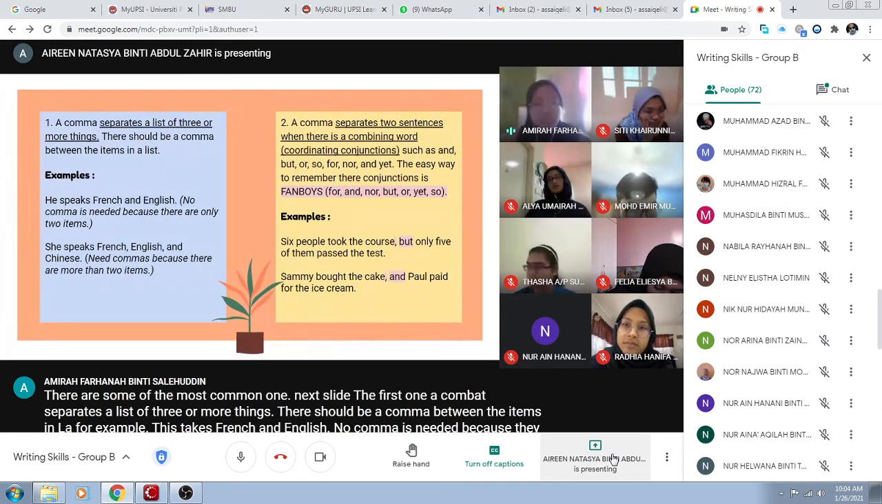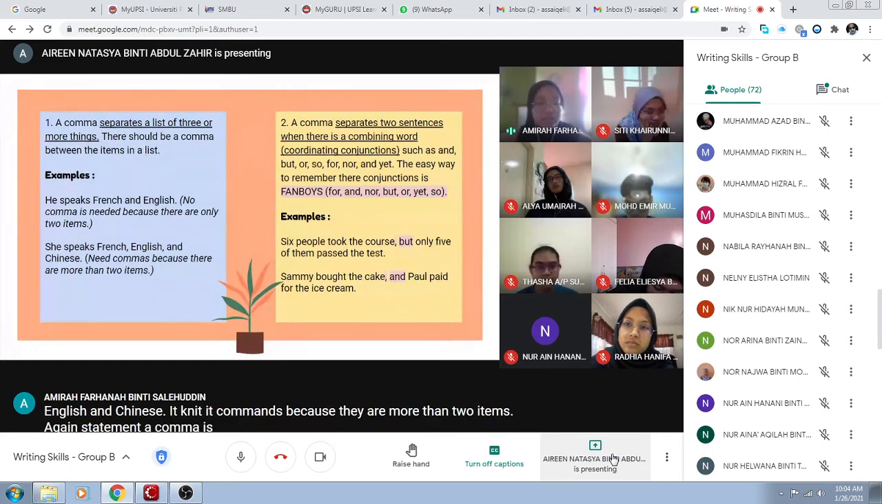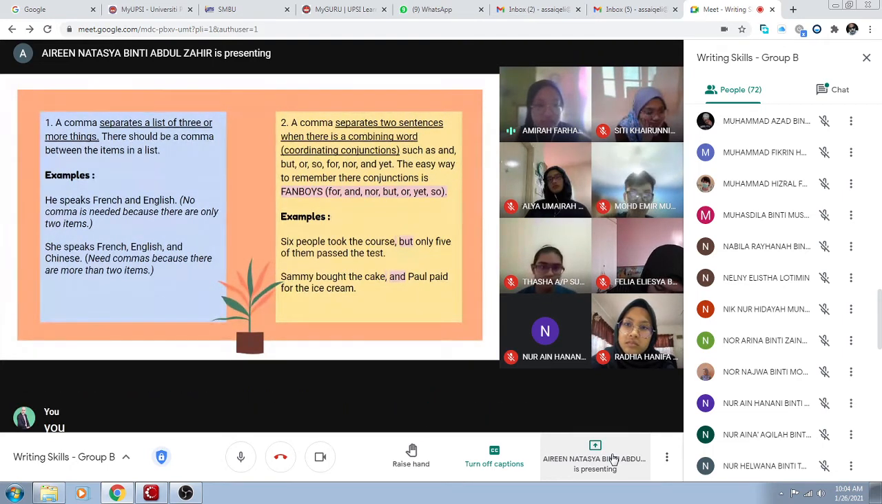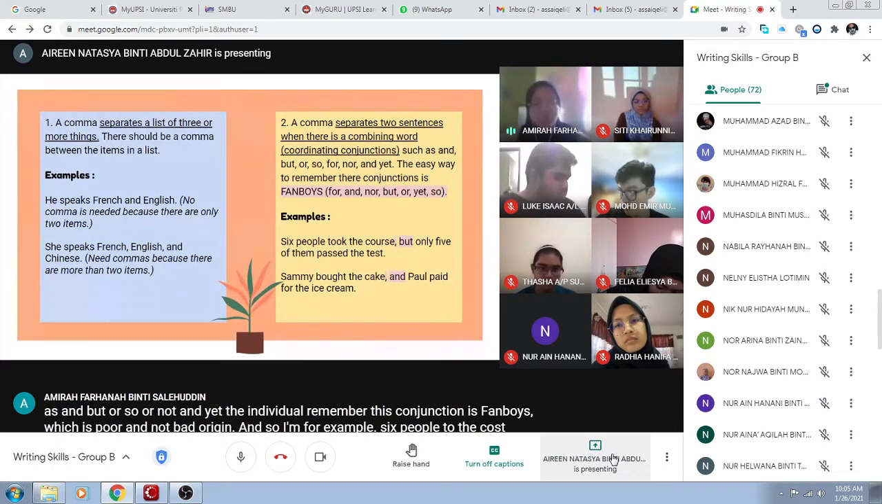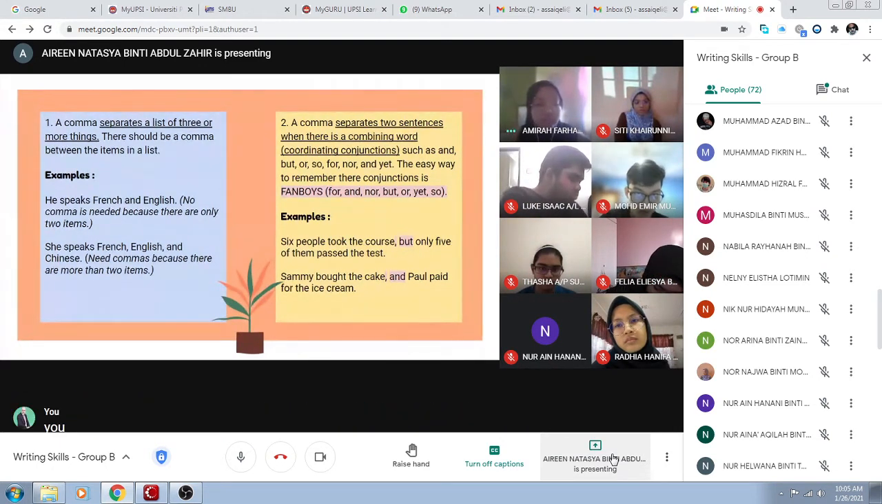Okay, the second one, a comma separates 2 sentences when there is a combining word, which is a coordinating conjunction, such as and, but, or, so, for, nor, and yet. The easy way to remember these conjunctions is FANBOYS, which is for, and, nor, but, or, yet, and so. For example, 6 people took the course, but only 5 of them passed the test.